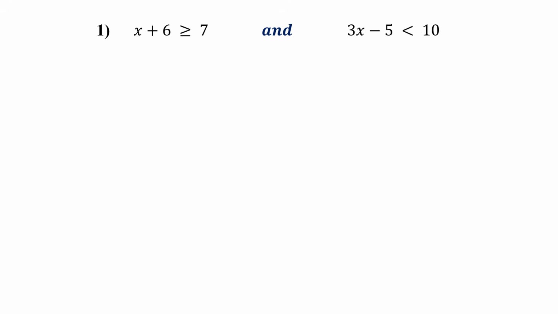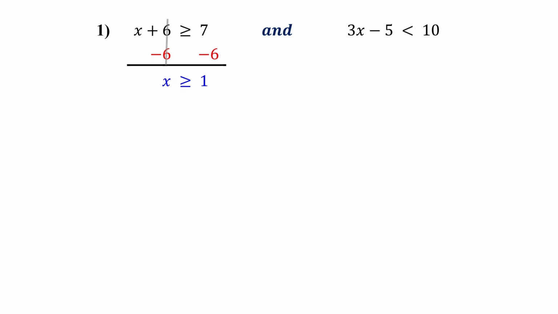To get x by itself, subtract 6 from both sides. On the left, 6 minus 6 is 0, they cancel out, leaving just x. On the right, 7 minus 6 gives us 1. So the solution to the first inequality is x is greater than or equal to 1.